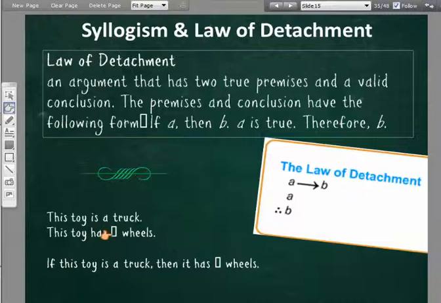This is just a mess up with the font. I meant to change all the fonts and I must have overlooked this one. This toy is a truck. This toy has 4 wheels. Okay, there's your A, there's your B. If A is true, then B is true. So look here, if this toy is a truck, then it has 4 wheels. This little box right here should have been a 4, by the way.